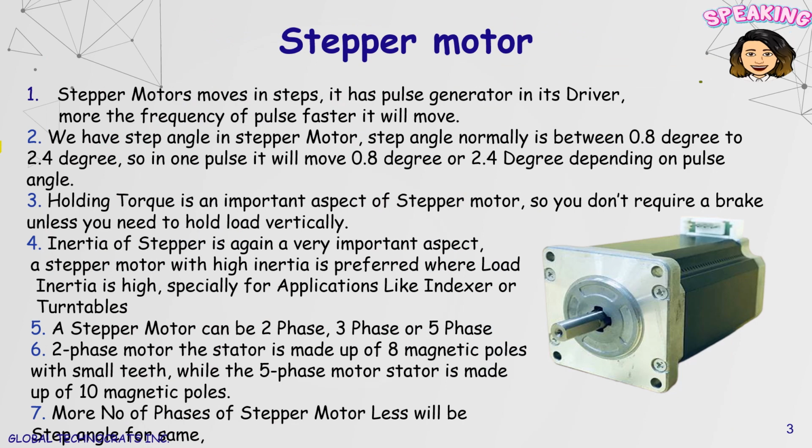Stepper motors move in steps. It has a pulse generator in its driver. The higher the frequency of pulses, the faster it will move. We have step angle in a stepper motor. Step angle is normally between 0.8 degree to 2.4 degree. So in one pulse it will move 0.8 degree or 2.4 degree, depending on the step angle.